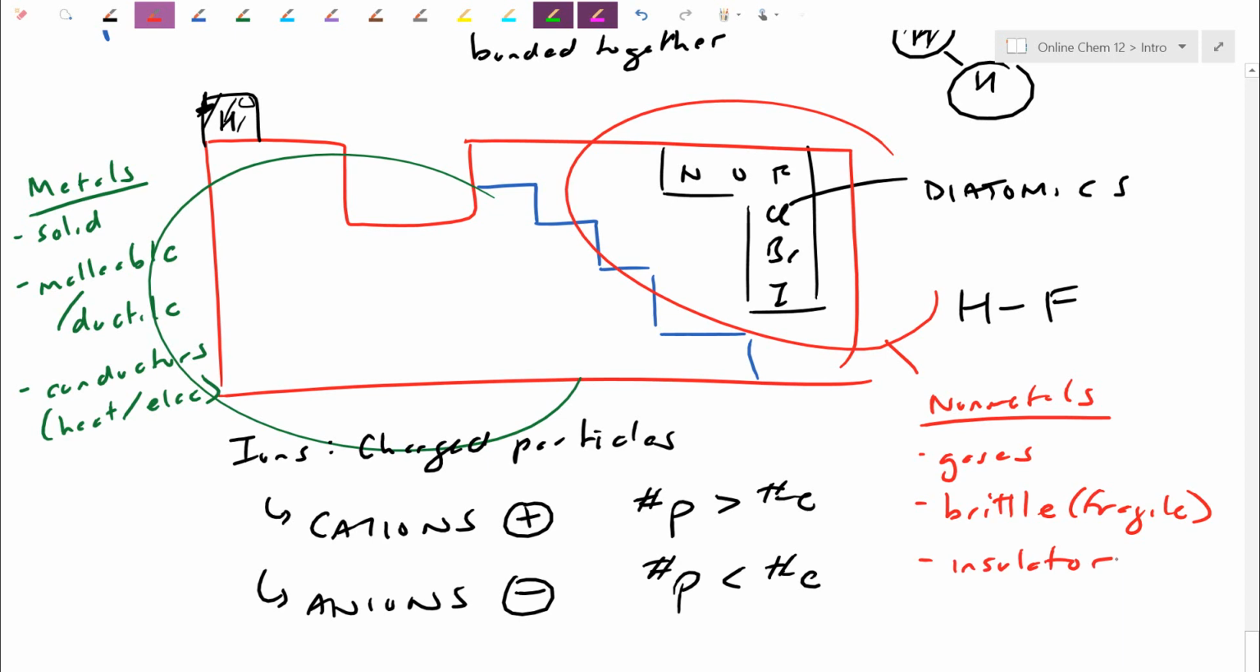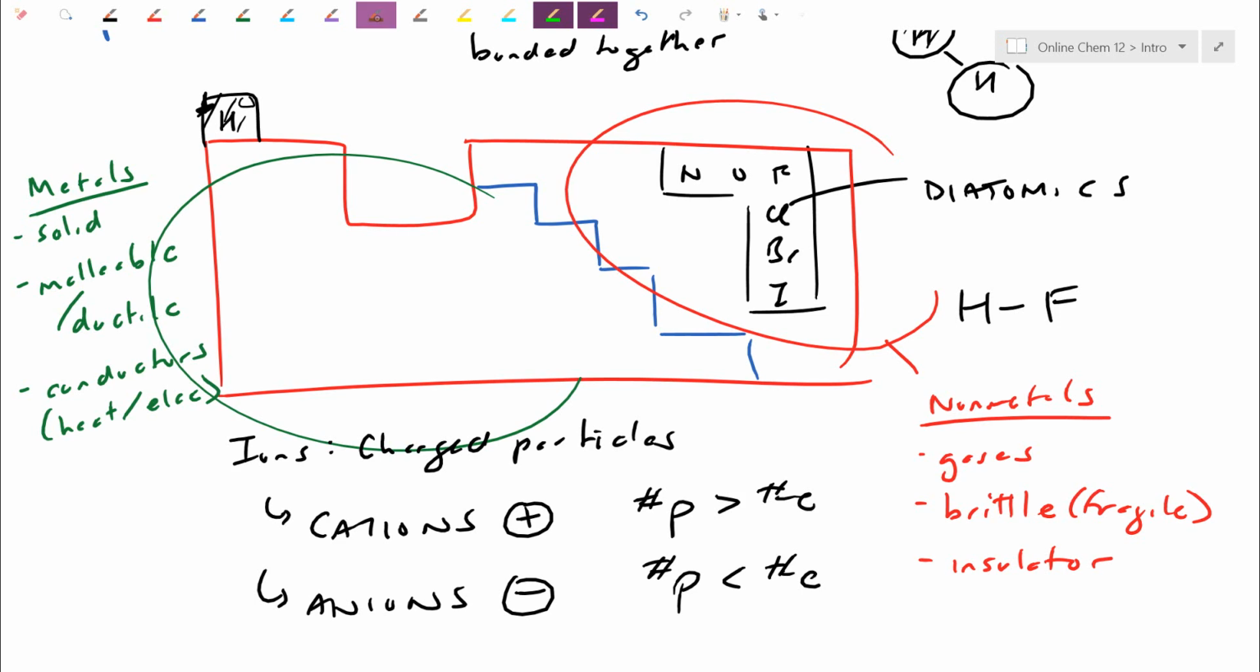They don't carry charges really well. Again, we're going to see for covalent bonds, because the electrons don't get transferred, we're sharing electrons, there's no charges that end up developing, so there's no reason for it to actually carry a current. Those are just going to be more simple molecules.